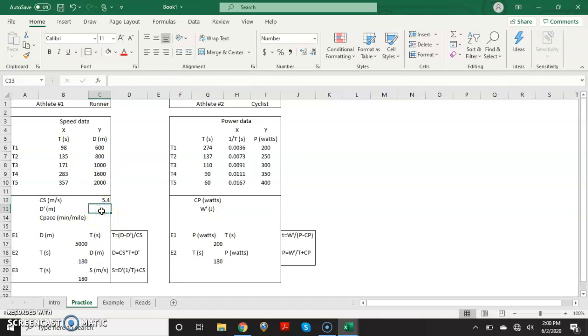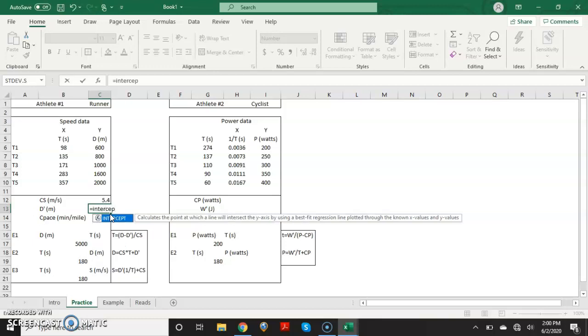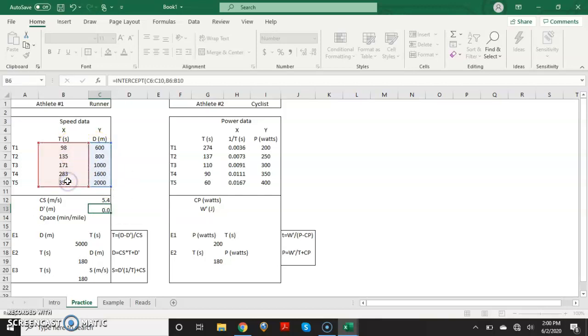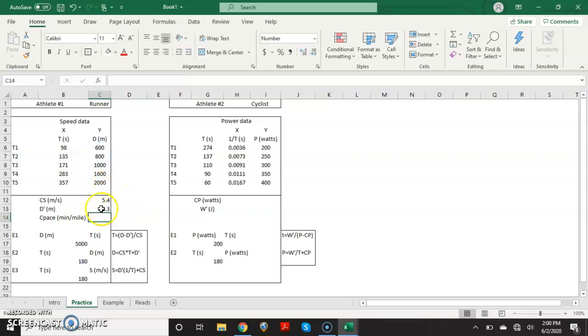The next thing we've got to calculate is D prime, which, if you're not familiar with the critical speed version of critical power, is basically the substitute for W prime. So this is going to be our y-intercept. So here you go, intercept, tab again to make it complete the function, and then highlight your known y, comma, highlight your known x, and enter. Okay, so that is our D prime.